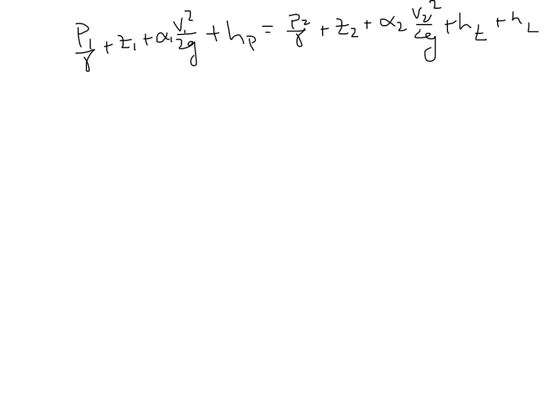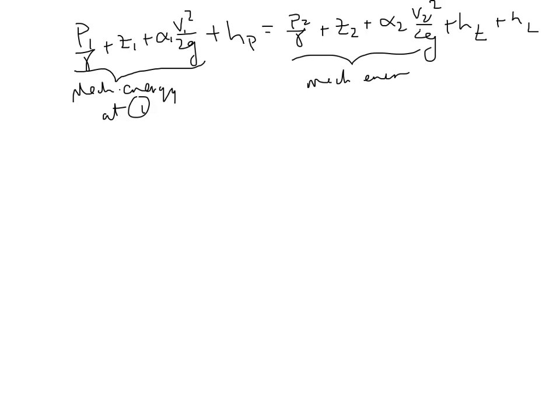What I want to point out is this represents sort of a change in the mechanical energy. So this is mechanical energy at 1, and this group represents the mechanical energy at 2. And so these other terms, energy that's added by pumps, extracted by turbines, lost to friction, represent changes in the energy as you move along the flow from point 1 to point 2.